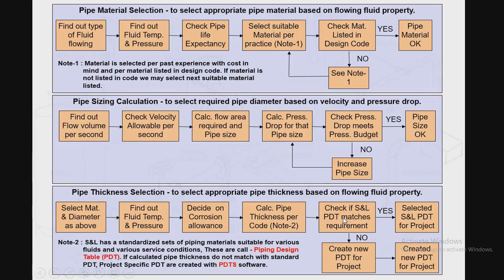Check if the S&L PDT, piping design table, matches the requirement. If yes, select the PDT for the project. If no, create a new PDT for the project by PDTS software. Created new PDT for the project.